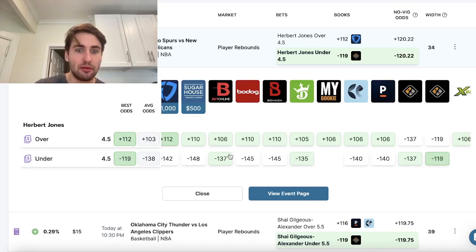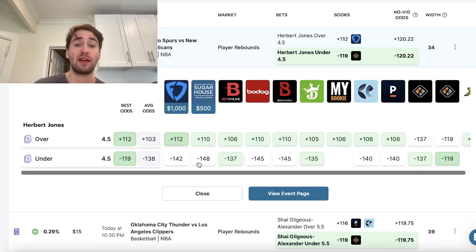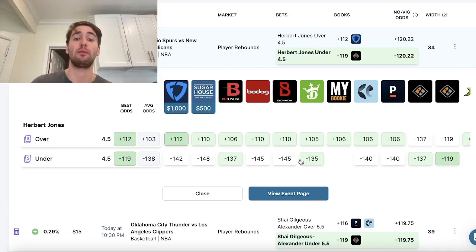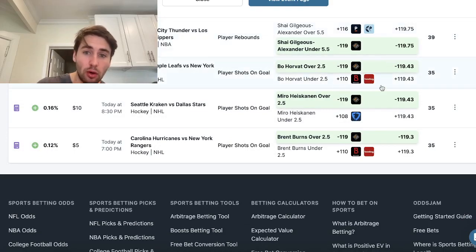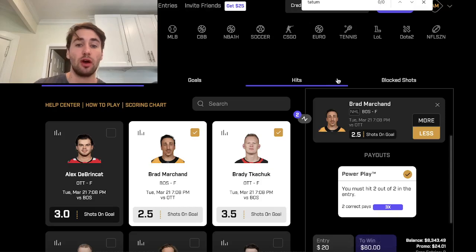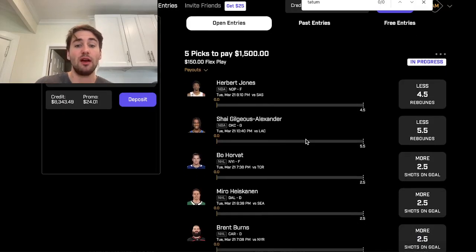So here you can see every sportsbook has Herbert Jones under 4.5 rebounds, heavily favored around minus 140, minus 145-ish. We're getting minus 119 in a flex play. That's a no-brainer. SGA, under 5.5 rebounds, included that. Bo Horvat, Miro, Brent Burns, 3 picks from the EV tool for hockey, 2 for the NBA, and you're going to notice that's my entry. It's literally that complicated, right? Or it's literally that simple.